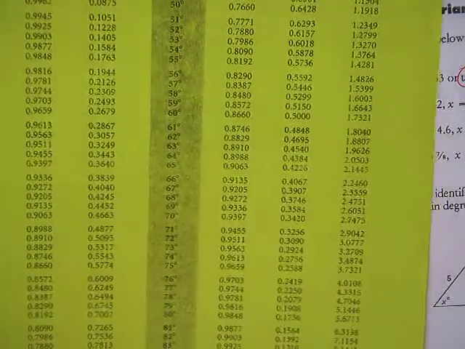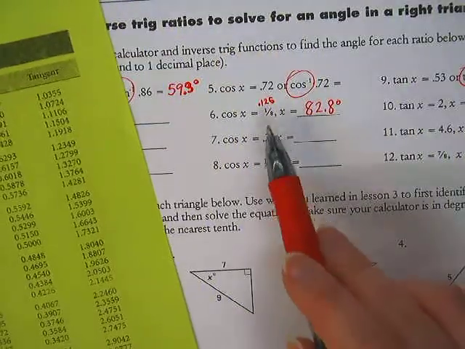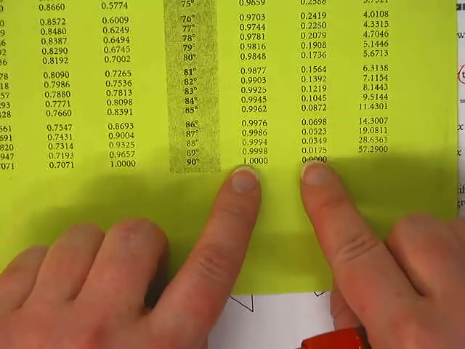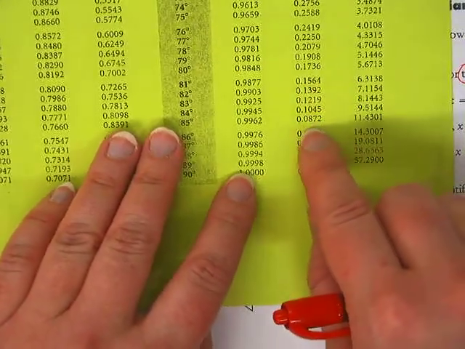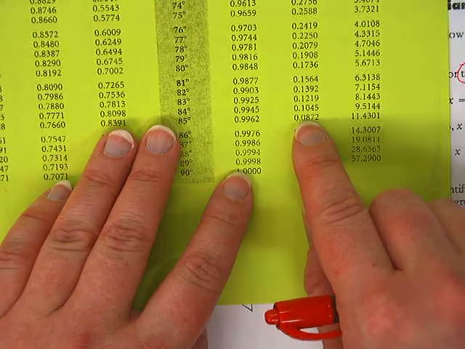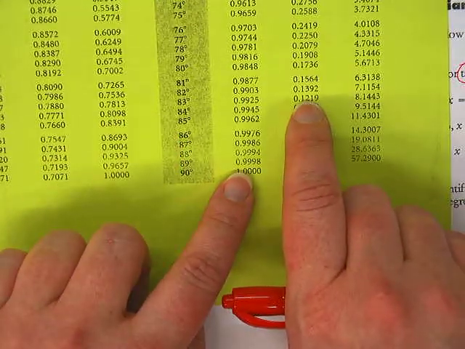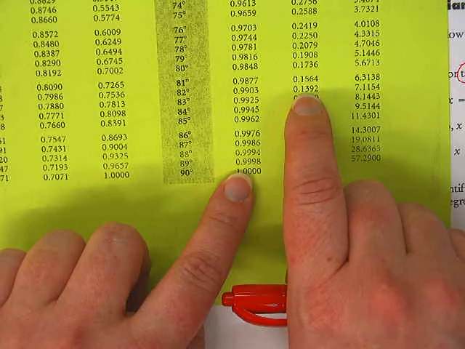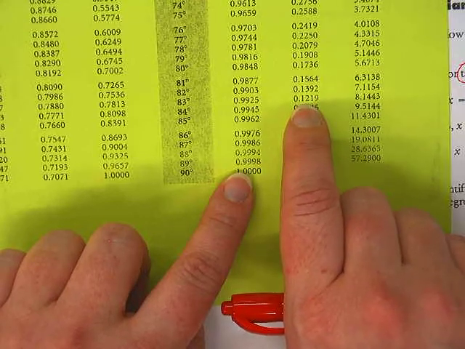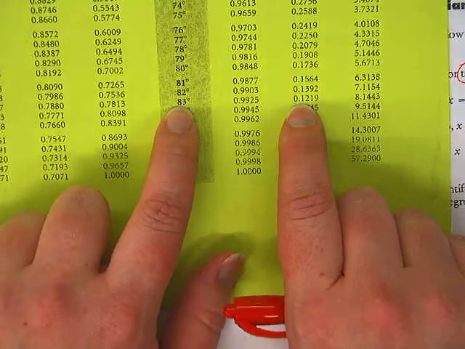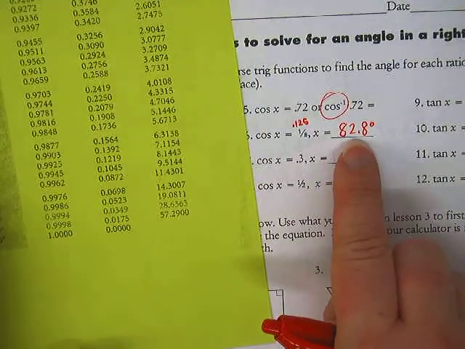Let's do the same problem on the green chart. We already found the decimal 0.125, and we're looking at cosine this time. Which column is cosine? The second column. So we look here, and we look for as close as we can get to 0.125. So it's either this one or this one. Which one's it closest to? 83, right? So 83 degrees.